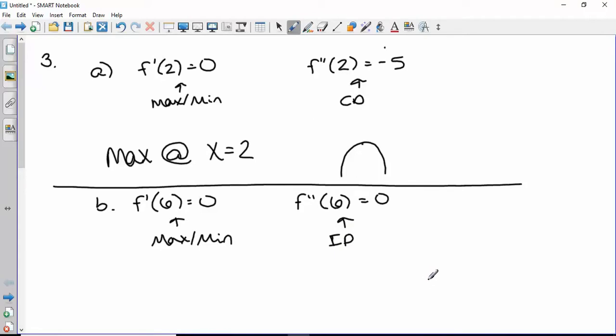Okay, so it was a max or min, but my concavity is going to change from concave up to concave down, or vice versa. Does that tell me anything? No. I don't know which direction it was curving, so there is no conclusion here. I don't have enough information to know what that means.